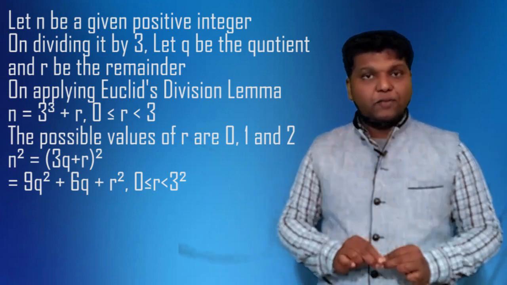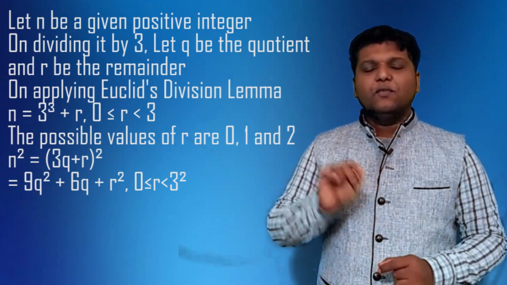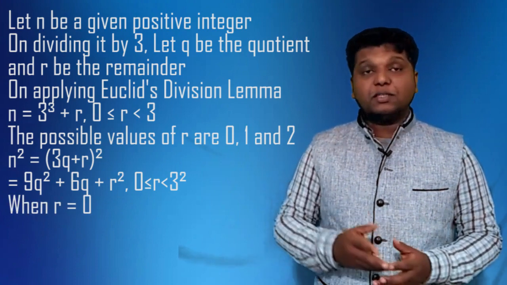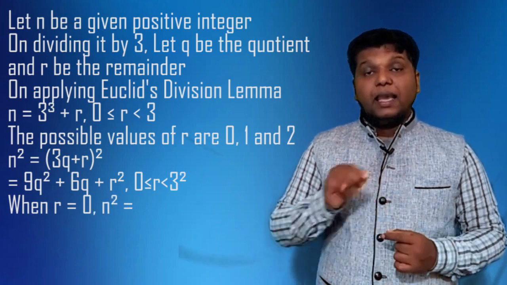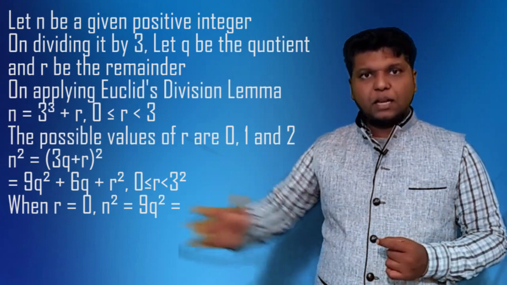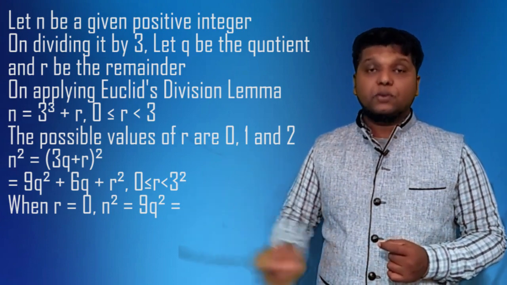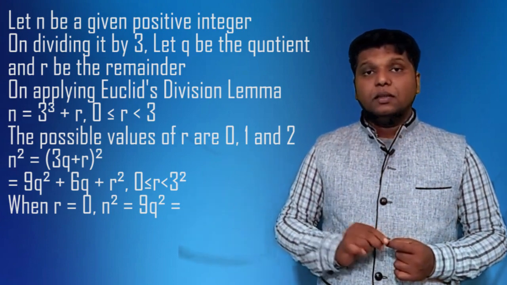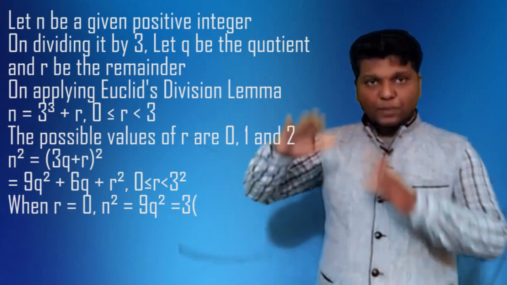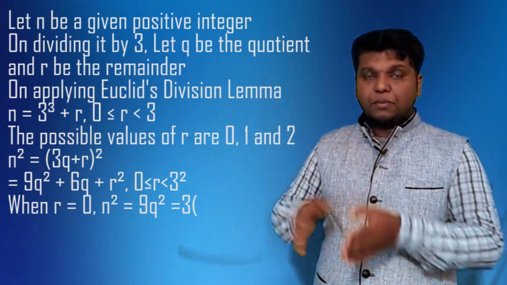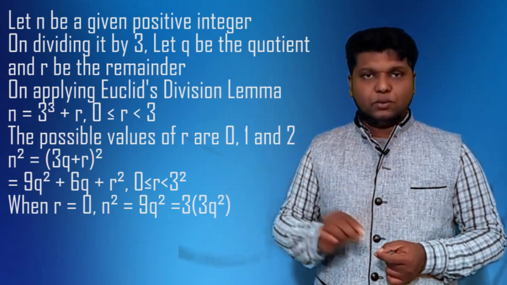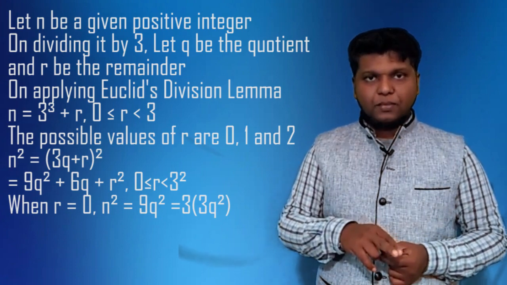Initially, what is the value of r? It is 0. So let us take that one. When r is equal to 0, what will the equation be? n² is equal to 9q², because the remainder part will become 0. 9q² is equal to, inside this 9, let us take 3 outside. So 3 into, within brackets, 3q². We took the 3 outside.